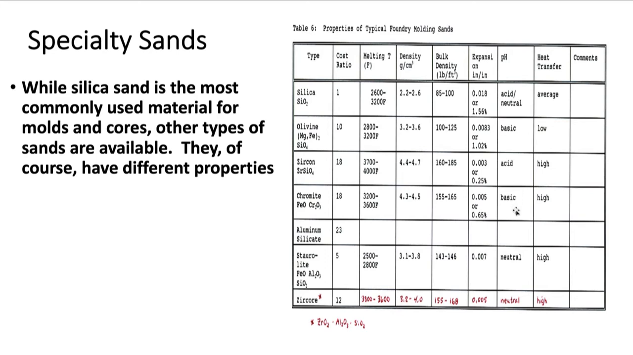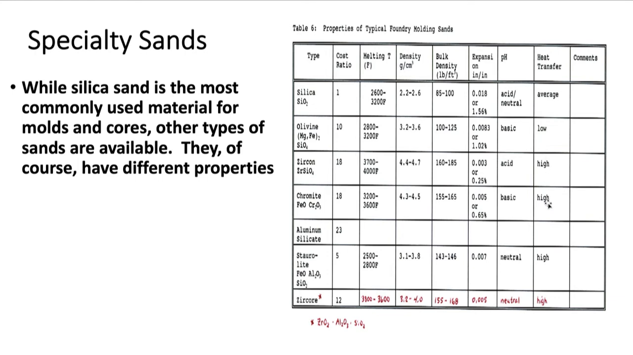Zircon is acidic and chromite's basic. Why does that matter? Some of the resins that we use have acid or basic catalysts. And so if you have an acid type sand and you're using a basic type catalyst, it may not cure because it's acting to the opposite. It's actually counteracting the catalyst.